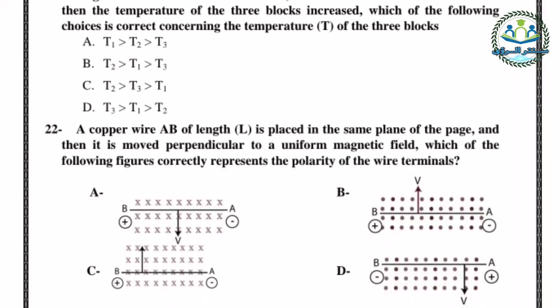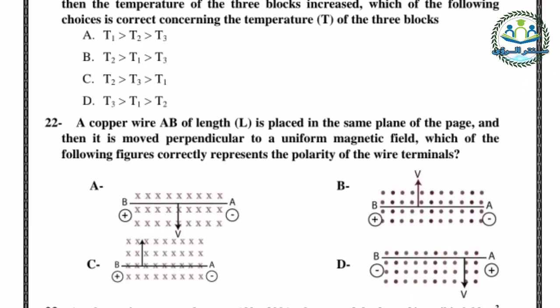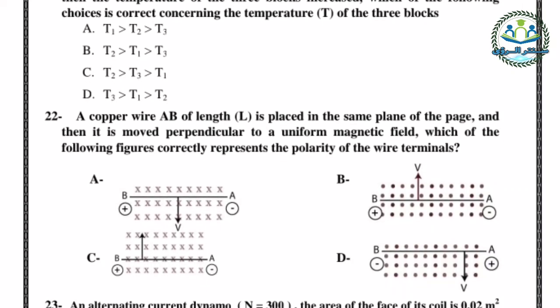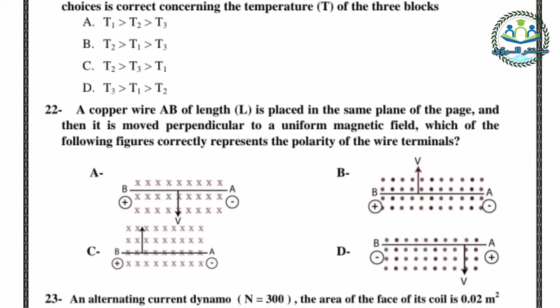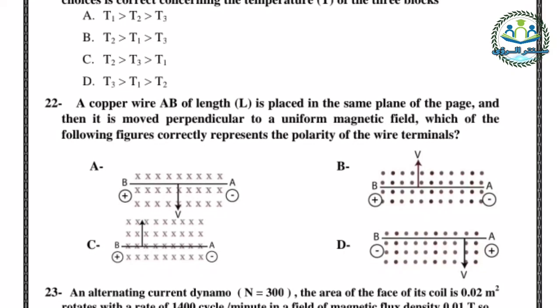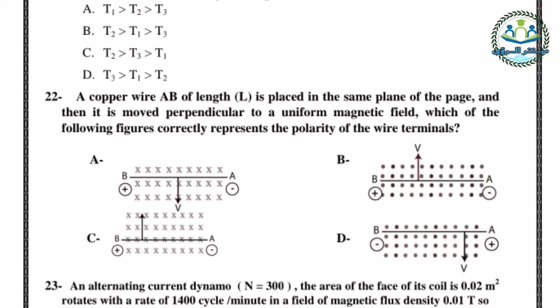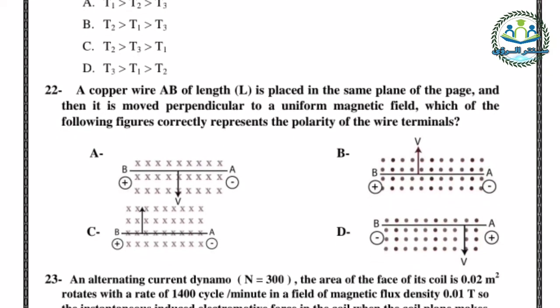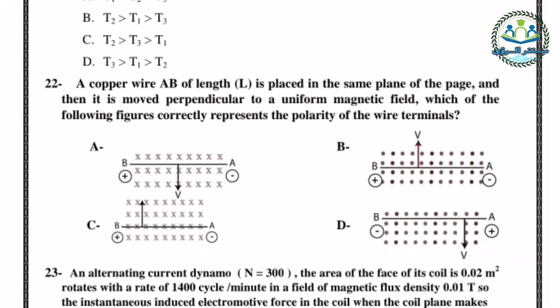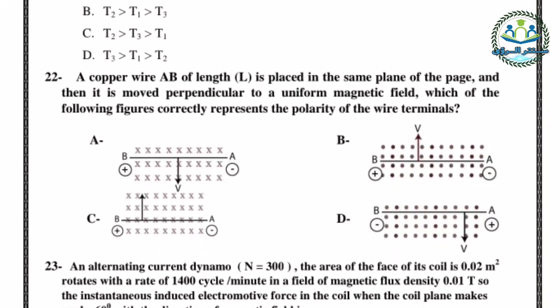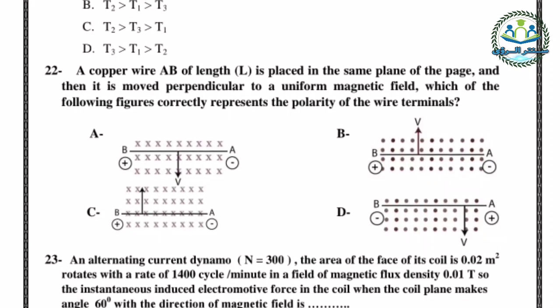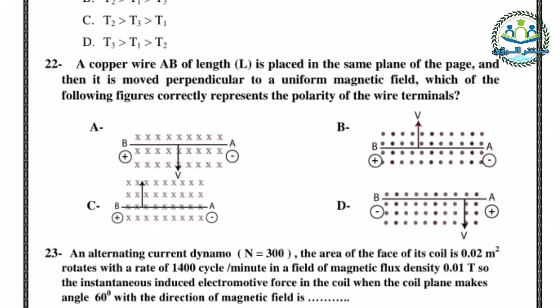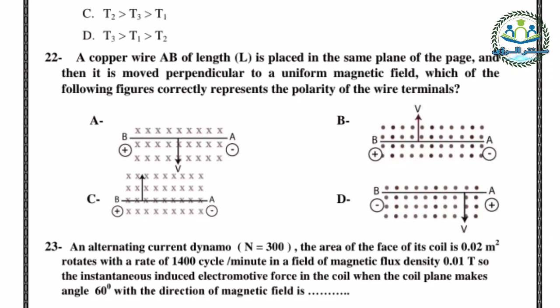22. A copper wire of length L is placed in the same plane of the page, and then it is moved perpendicular to a uniform magnetic field. Which of the following figures correctly represents the polarity of the wire terminals? A, B, C, D.